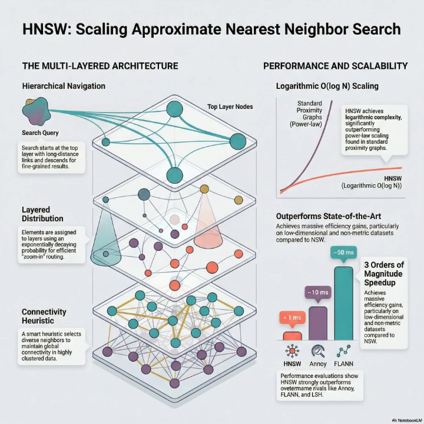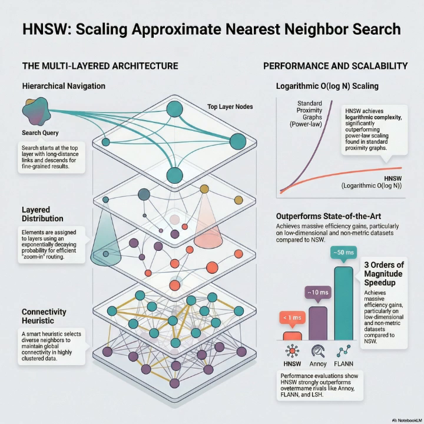Okay. Layer 1 has fewer points. It's like a city map just showing major roads. Layer 2 has even fewer, like a state map. And the top layer might only have a handful of points. That's your globe view, showing just the continents. So when I start a search, I don't start on the street. I start on the roof. You start on the roof.